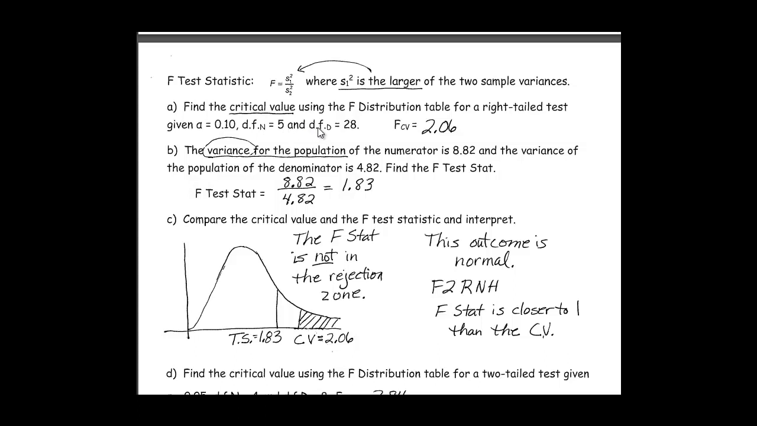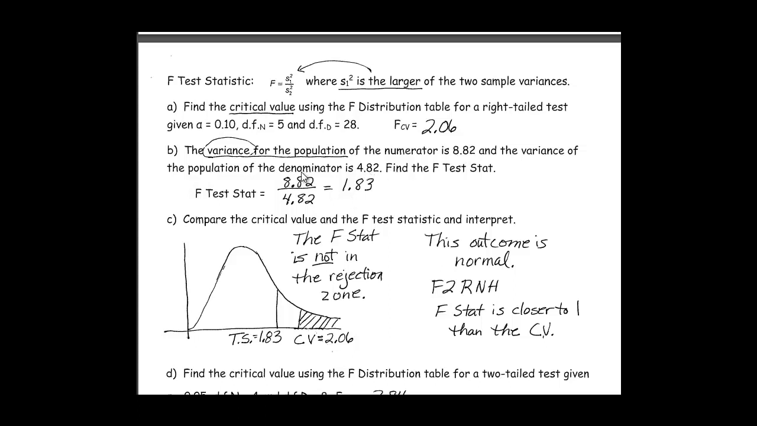The smaller variance had a sample size of 29, so the degrees of freedom was 28. You will see when I demonstrate in class that finding the critical value is very dependent upon sample size and therefore degrees of freedom. But in this case, our critical value came out to be 2.06. And you don't have to understand that right now, other than just know that I will always give you the critical value. The variance for the population of the numerator was 8.82. In other words, the larger variance was 8.82. The smaller variance was 4.82.